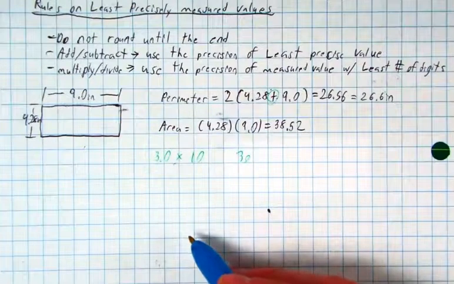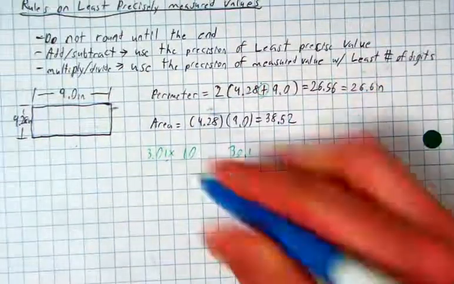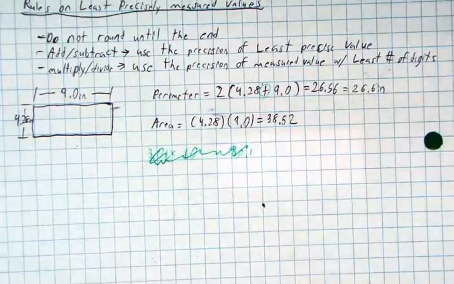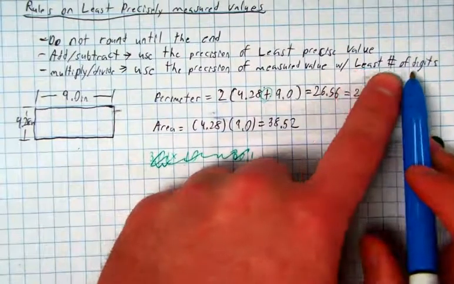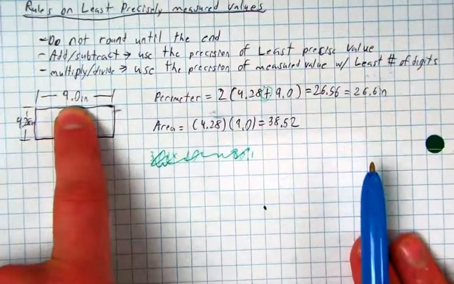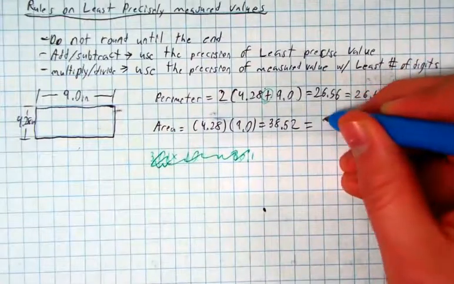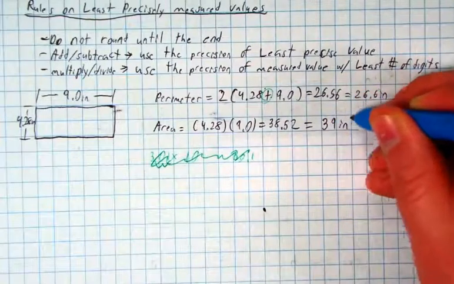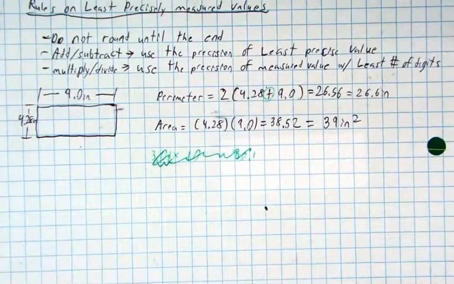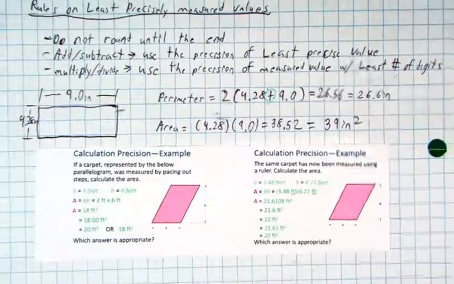We're not certain of that. It would change. This could be 3.01 for all we know. That would make this 30.1. We're not certain of that. The digits move as you multiply. So this is why we use the least number of digits. This has two digits, two significant figures. We will use that precision. So 2 digits, this rounds to 39 inches squared. Savvy? And then go ahead and tape this in for our last example for these notes.